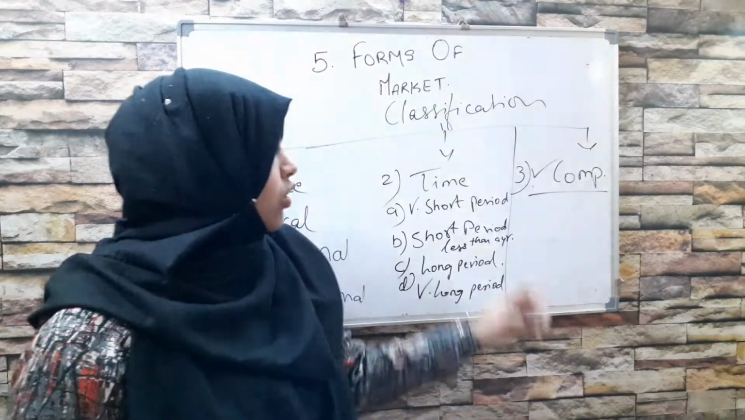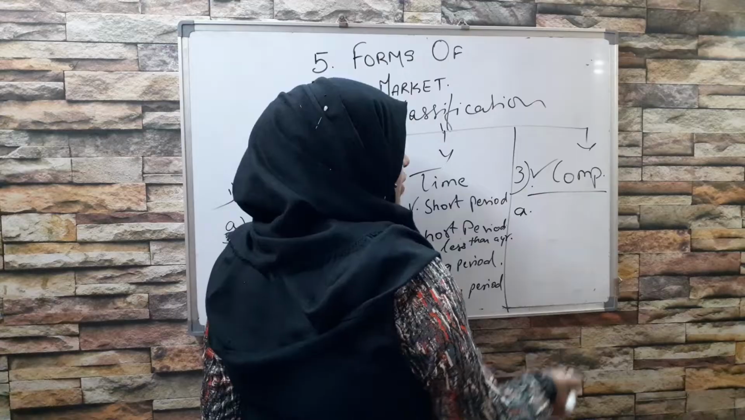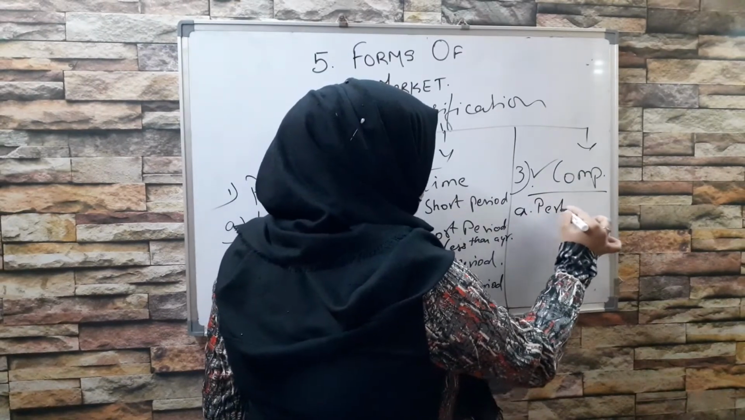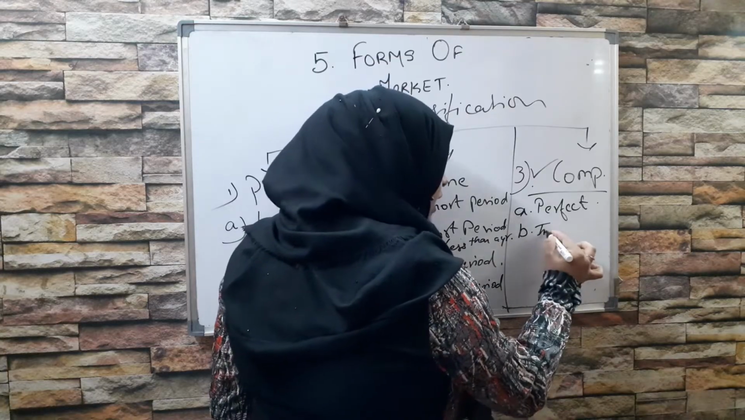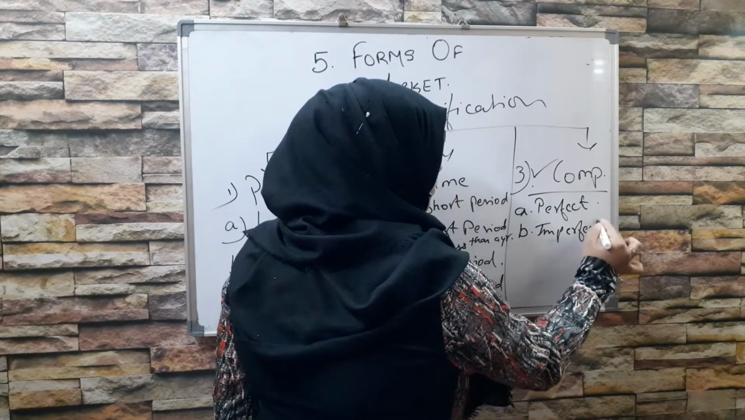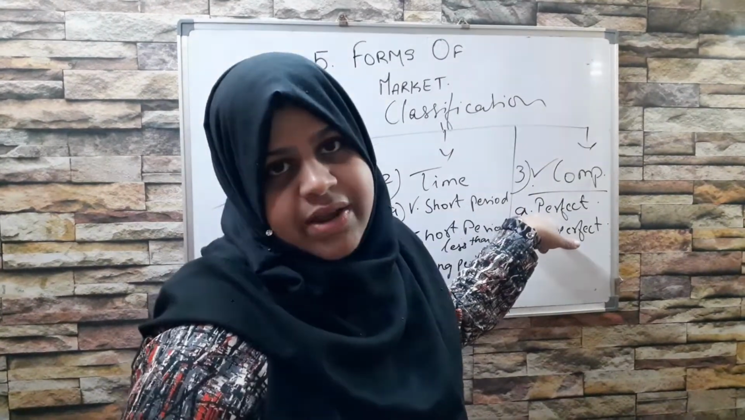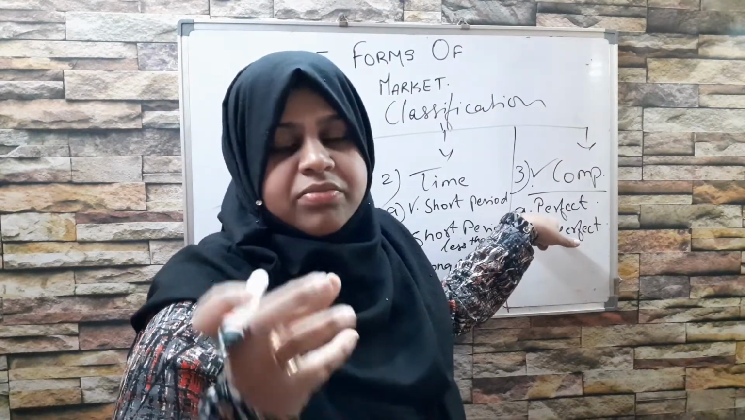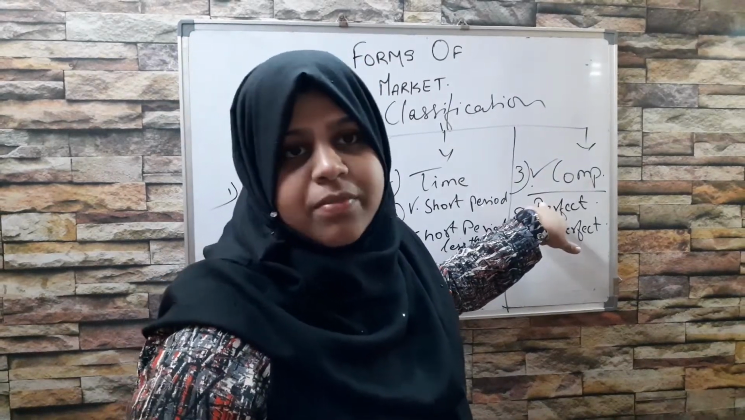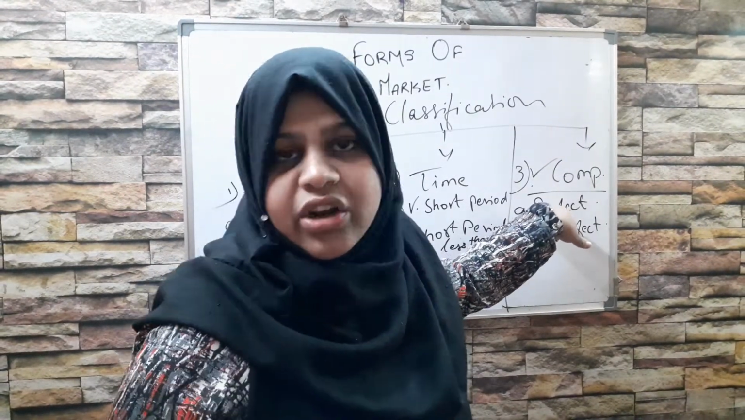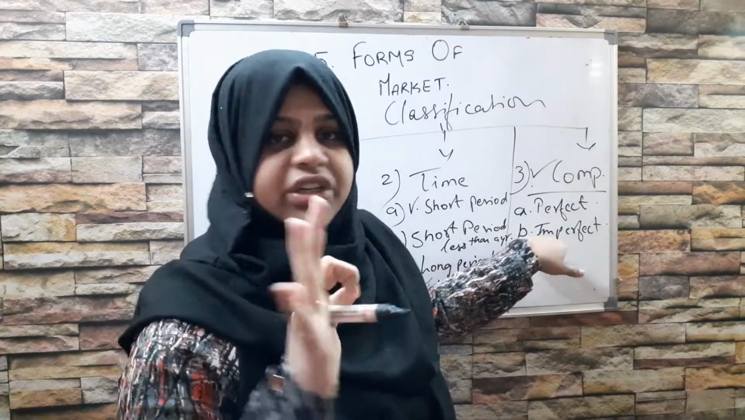Finally, we move on to the classification under competition. The first one is perfect competition. Second one is imperfect competition. Perfect competition is a theoretical concept. To be more precise, to be more clear, to be more honest, this type of a market does not exist in real economies.